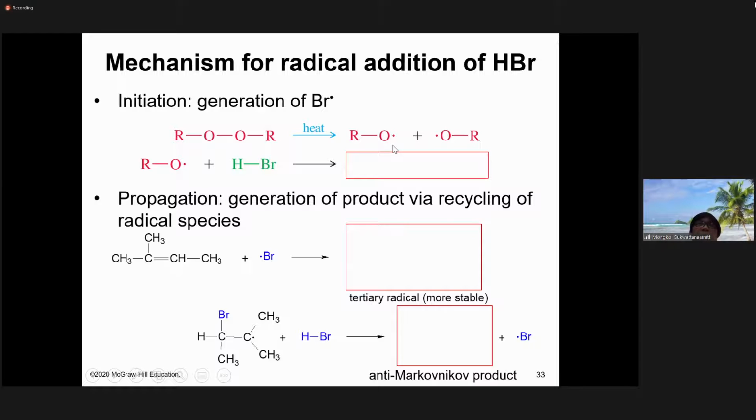You have learned this before, right? In the radical substitution of the alkane. Have you learned about it? No, we didn't do radical substitution.